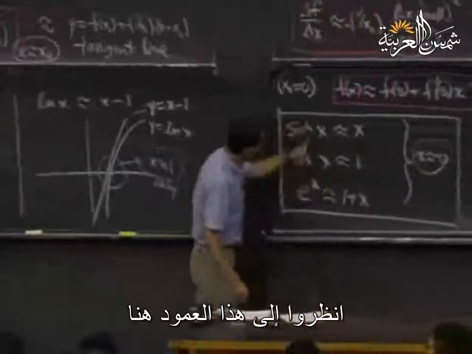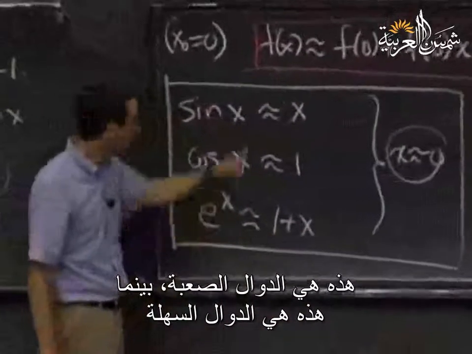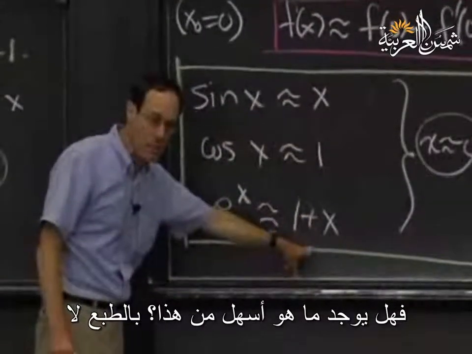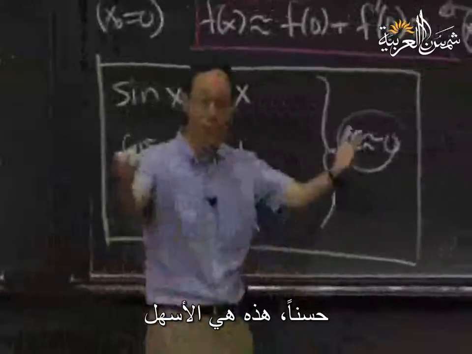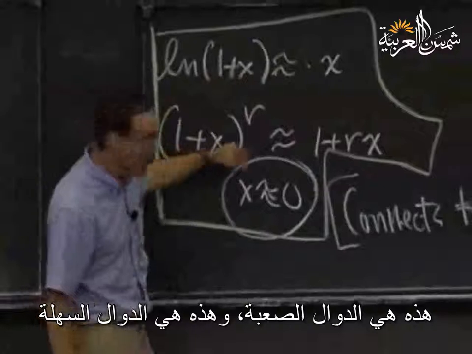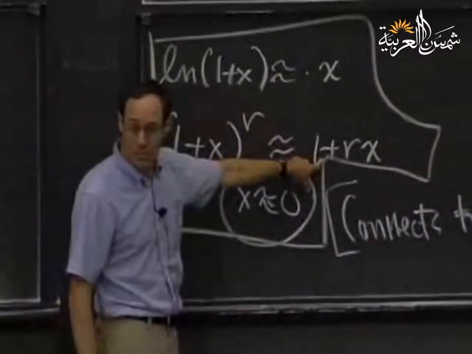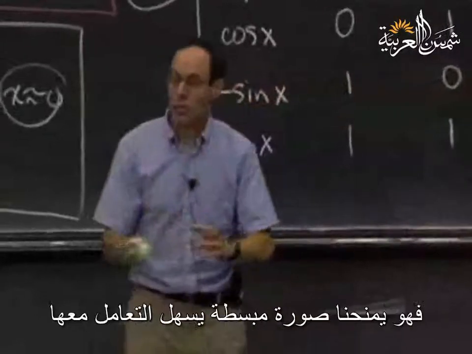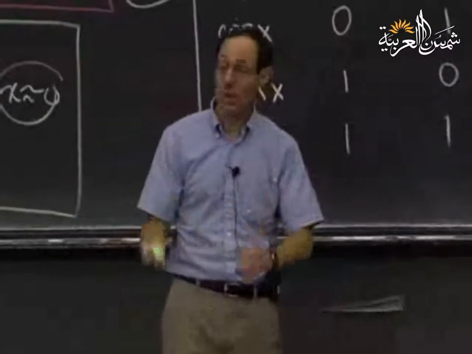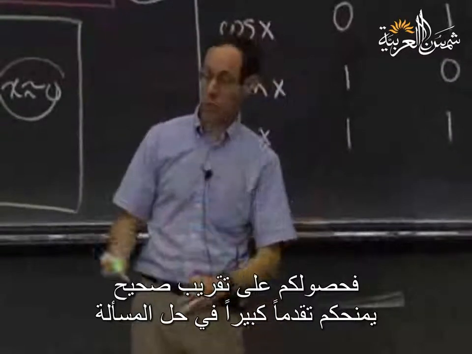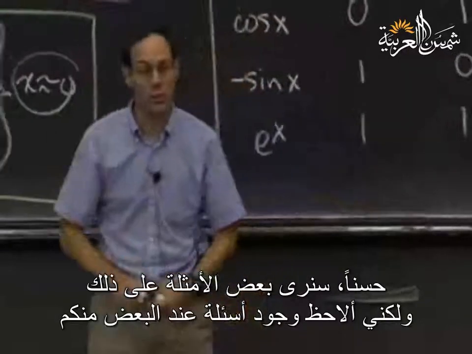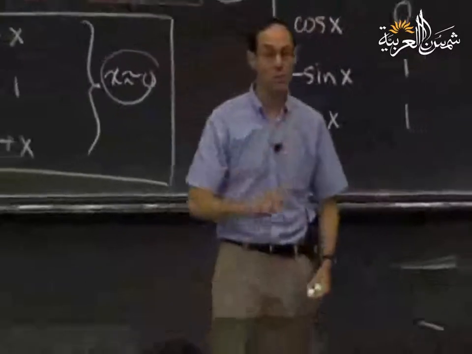Look down this column here. These are the hard functions. These are the easy functions. What's easier than this? Nothing. Well, yeah, 0, that's easier. But over here it gets even worse. These are the hard functions, and these are the easy ones. So that's the main advantage of linear approximation: you get something much simpler to deal with. And if you've made a valid approximation, you can make much progress on problems. We'll be doing some more examples, but I saw some more questions before I made that point.